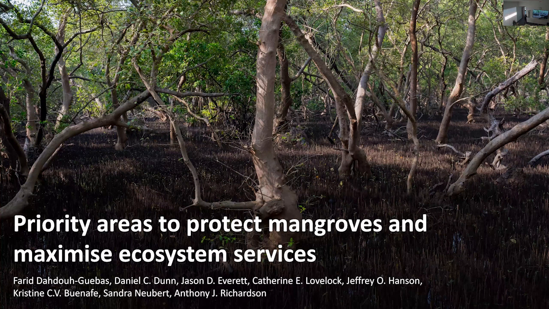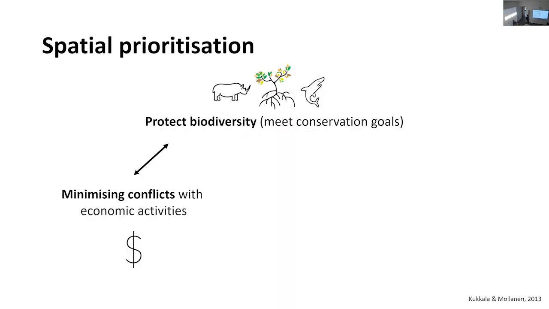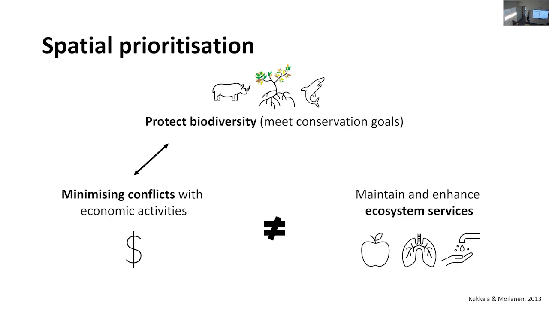So yeah, now I'm talking about the first study, what I did during my master's thesis, together with Daniel and many others. And we called it priority areas to protect mangroves and try to maximize ecosystem services. So when we develop spatial prioritization, usually we try to protect biodiversity and meet conservation goals we have, while minimizing the conflicts with the economic activities. However, we don't really consider most of the time the ecosystem services that these ecosystems are providing.